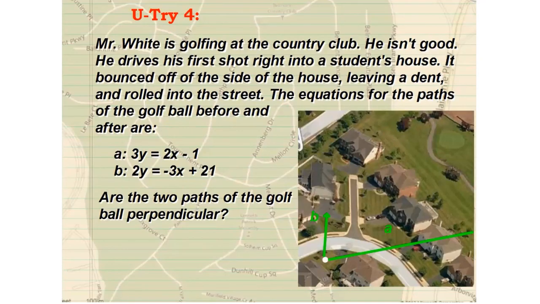Here's the next U-try. We need to determine whether the paths are perpendicular or not. You need to find the slopes of MA and MB and compare the slopes to see whether they are going to be perpendicular or not.